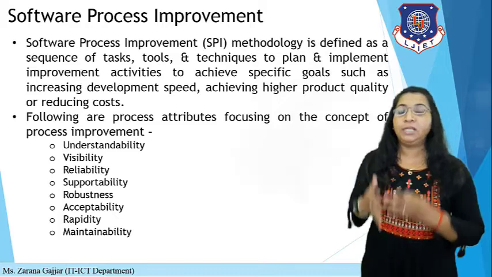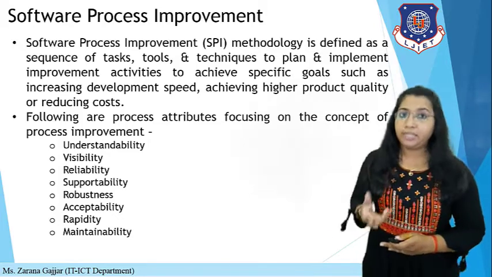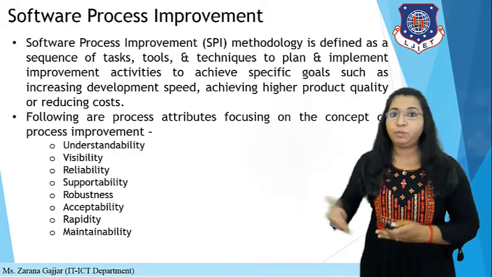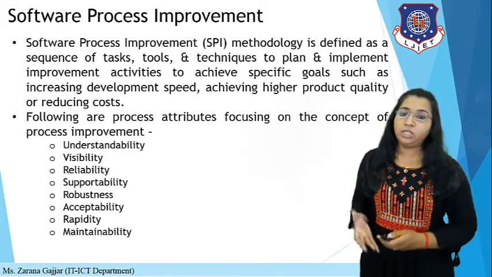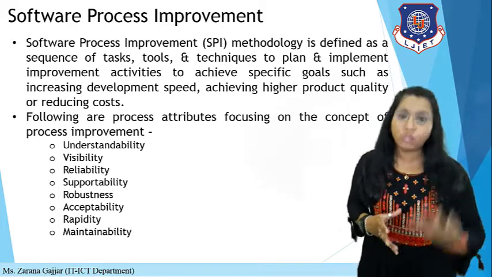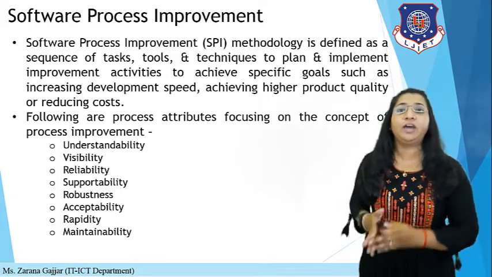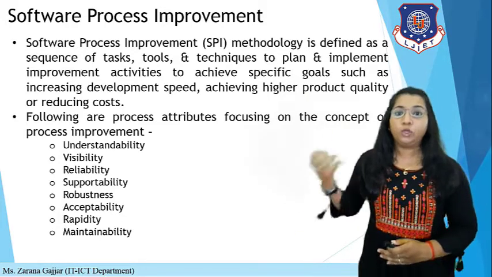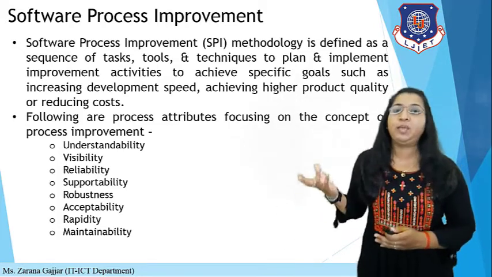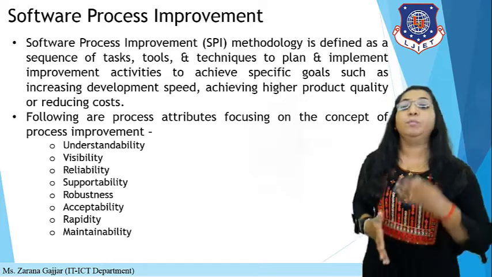Okay, so software process improvement methodology is defined as a sequence of tasks, tools and techniques to plan and implement improvement activities to achieve specific goals such as increasing development speed, achieving higher product quality or reducing the cost. As per the technology change and the environment change, you have to improve your software. So these kinds of things are applied for improving your software.